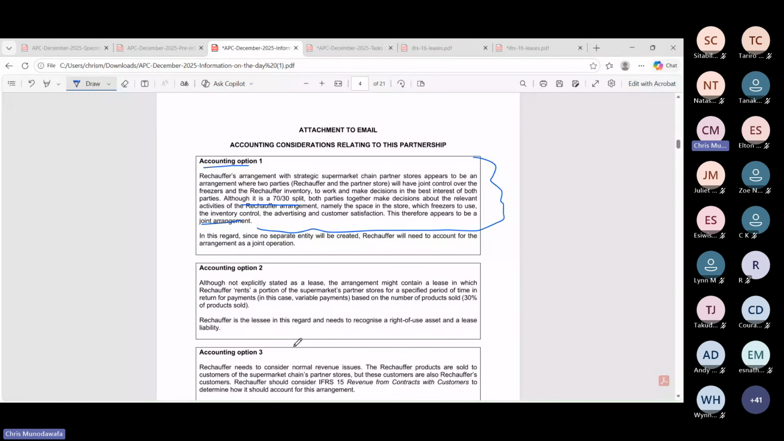So for the reviewer, is it correct? Whenever you are reviewing, you identify what was done wrong, and I give an explanation why I am saying it's wrong. So here he concludes it's a joint arrangement. In this regard, since no separate entity will be created, Richalfa will need to account for the arrangement as a joint operation.